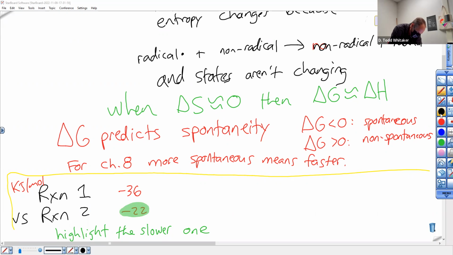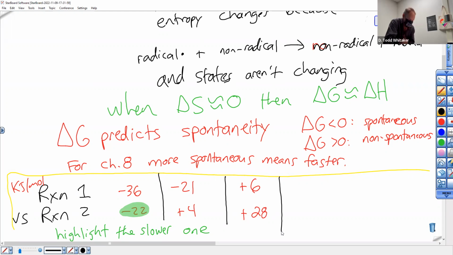And second example, we'll make one negative 21 and one positive 4. And we'll do another example of positive 6 and positive 28. Okay. I think the next one's the easiest one ever, right? The negative 21 is very fast compared to the 4, right? So the 4 is slower. And green highlighter.